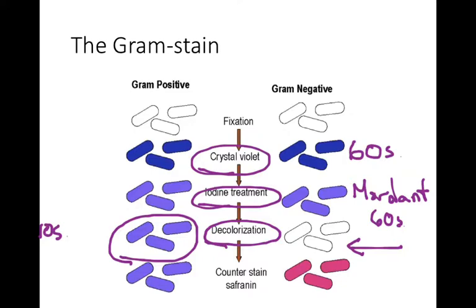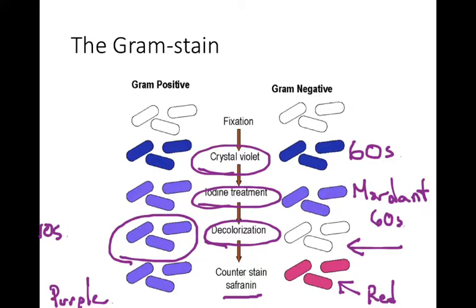In the last step we add a counter stain, and the one that we use in lab is known as safranin, which is a red colored stain. The red gets masked by the crystal violet in gram-positive cells, so they will remain purple at the end of this process. Gram-negative cells, on the other hand, because they've been destained in the previous step, will be stained with safranin and they will get a red or a pink color.